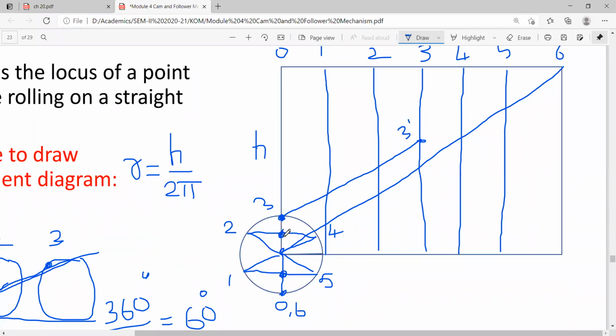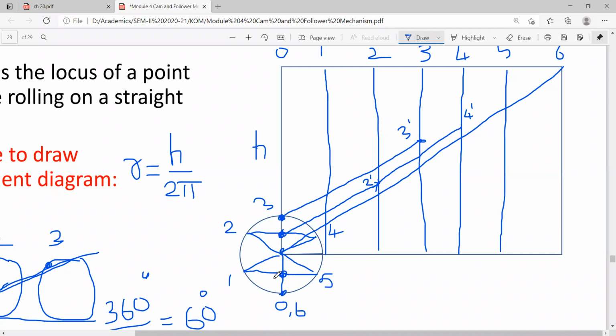Then at this particular point, which points are there? 2 and 4. So from this point you draw a line parallel to the diagonal line, so that it will cut vertical line 2 and vertical line 4. I have to extend it so that it cuts the vertical line 4 here. Here you will get the point 4 dash, and here where vertical line 2 is cut, you get the point 2 dash.